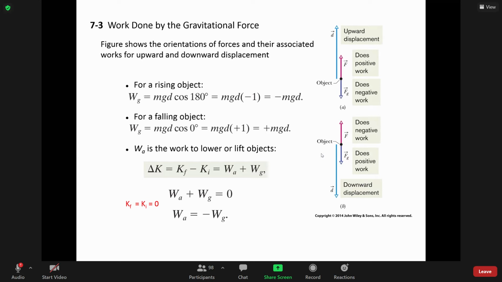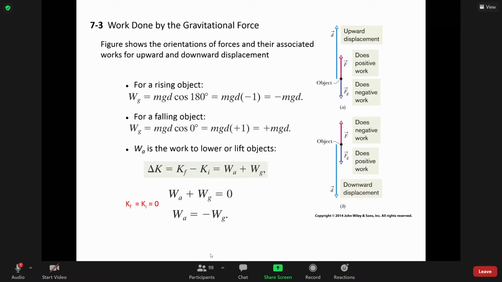How about the force of gravity, which is also down? It is doing positive work. Interesting. Why? Because the angle is zero between the gravity and the direction of the displacement. So I hope you understand it.